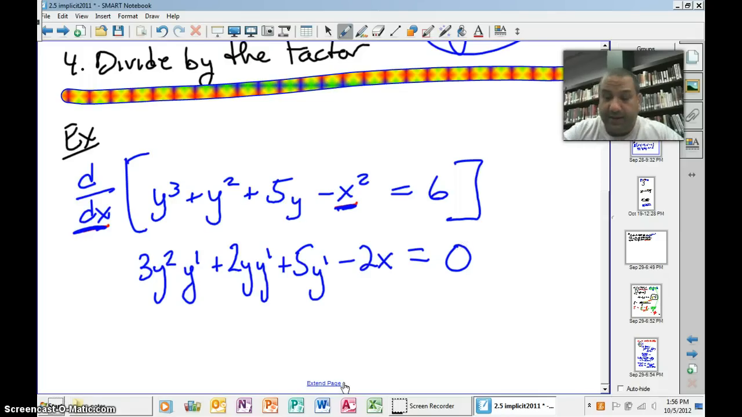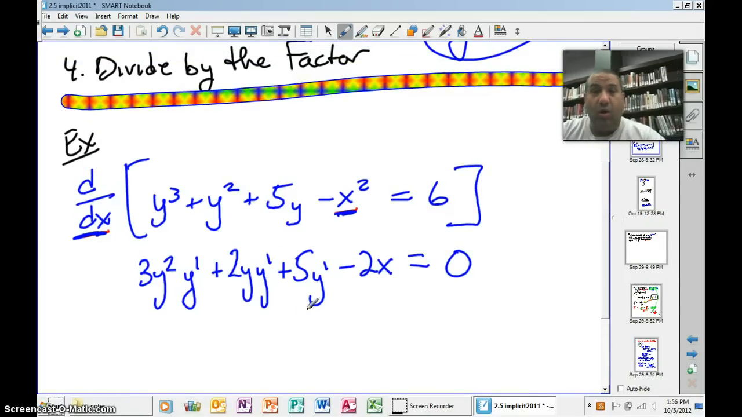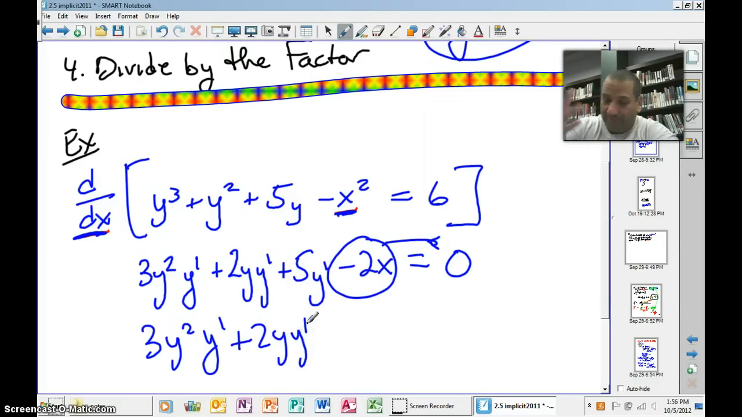Following my guidelines now, what I'm going to do is move all the non-y prime terms. I'm going to move this guy on the other side. So the non-y primes go on the other side of the equation. Usually the x's, just to let you know, or numbers. Okay, equals 2x. So all I did was move that over.